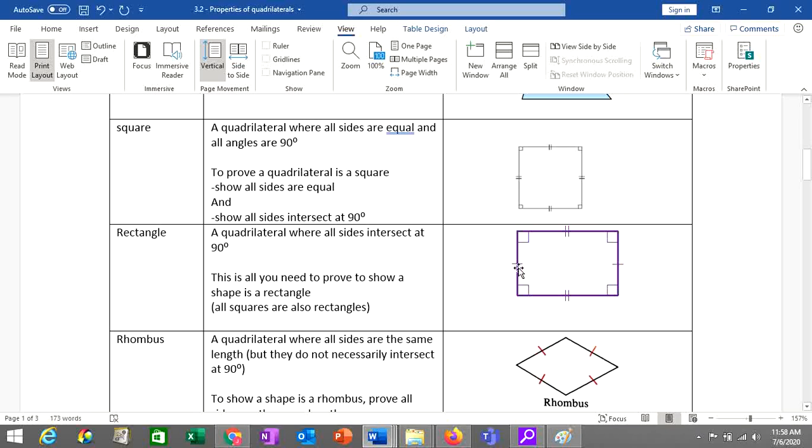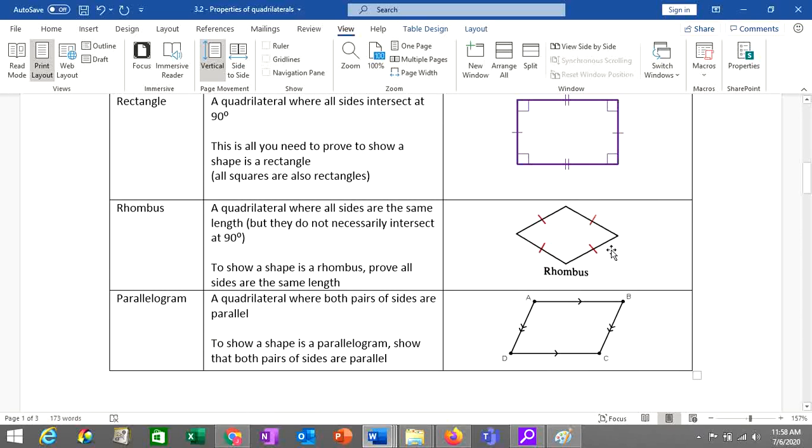Because if this side, for example, was longer than this side, if it came down a bit, well, then you can see that this line here would have to go at an angle. And so you wouldn't have 90 degrees. So if you can show that, yes, all of the points on a four-sided figure intersect at 90 degrees, then you've shown that you have a rectangle. And all squares are rectangles, right? So to prove something is a rectangle is easier. To prove something is a square, you specifically have to show that all these sides are the same length.